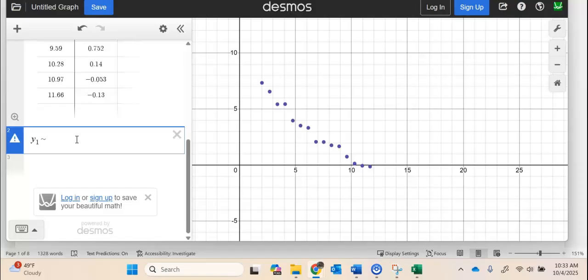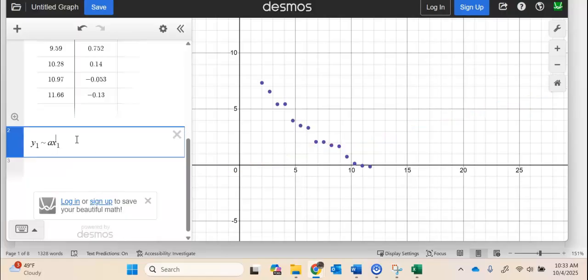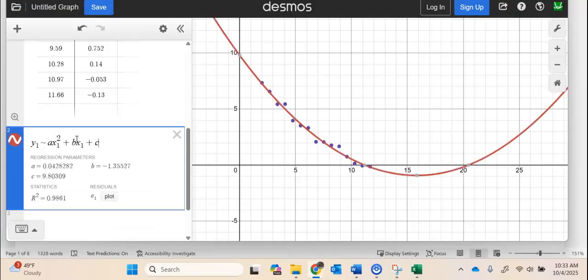So I'm going to say, let's try a quadratic function: a x1 squared plus b x1 plus c. That's our typical quadratic, and Desmos will just fit it to the data. We look and say, oh, that's not a bad fit. It's going through the points pretty well, so I'm modeling it with this function. And here are the coefficients given: 0.04x squared minus 1.35x plus 9.8.